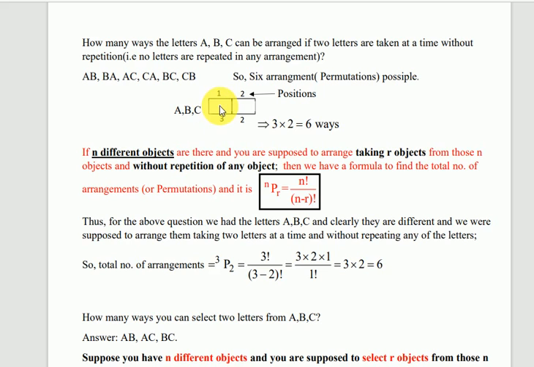So if I have to fill position one, then for this position how many options do I have? I have got three options. Either I can put A or B or C. Once we have filled the first position, out of these three, two will be left, and from those two we have to fill the second position. So for the second position I will have two options. Therefore the total number of possible arrangements will be 3 into 2, that means 6 ways you can arrange it.